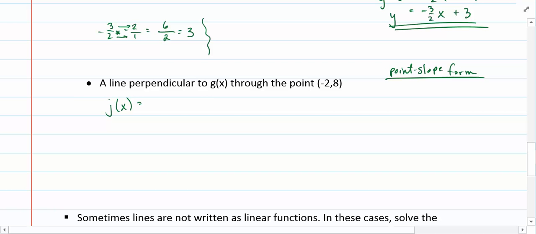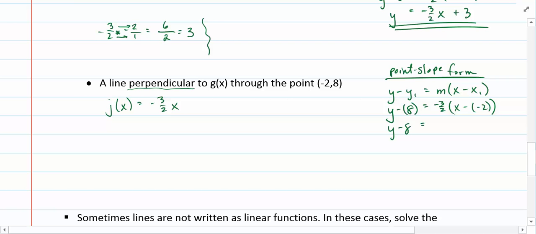Now, we can use point slope form again here because we are given both a point and the slope of our line. The slope has to be negative 3 halves again because it's perpendicular to the original. So the slope of negative 3 halves multiplied by x, and now we need to find our intercept. So we'll go with y minus 8 equals negative 3 halves times x minus negative 2.